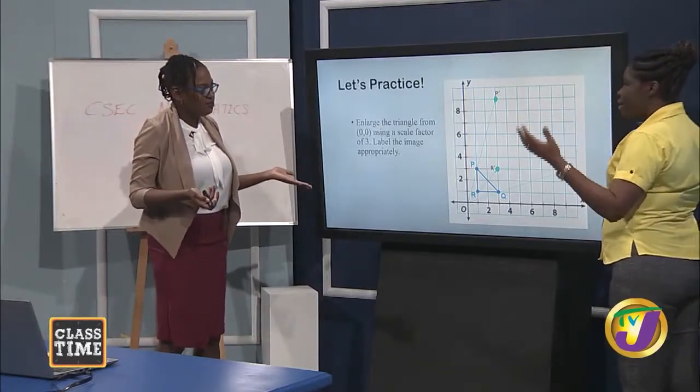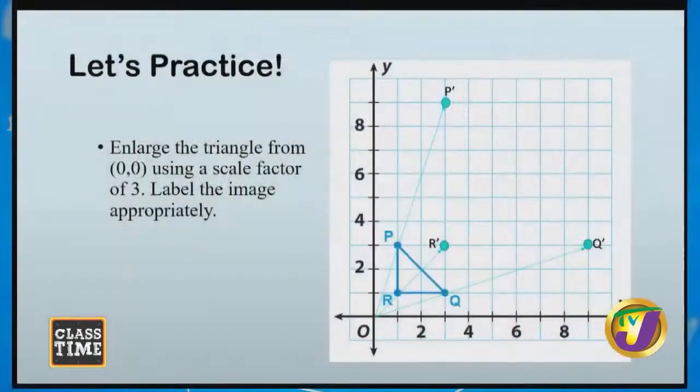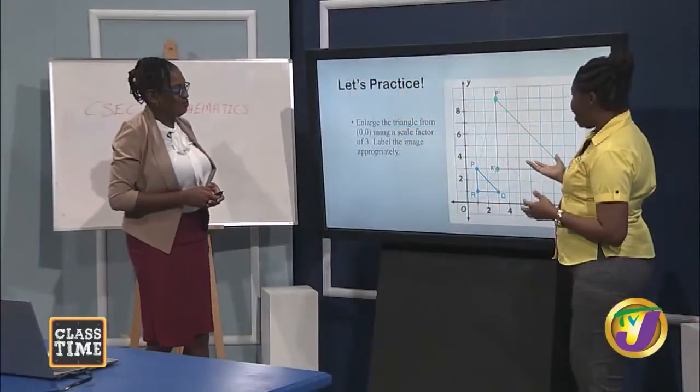So what's left? We can connect the dots. Simple as that. So let's connect them. So we have P prime, R prime, Q prime. And now we have our image. Just as I said, the image is obviously bigger than the object, and 3 times larger.